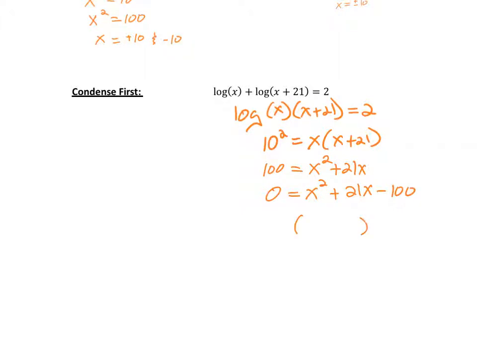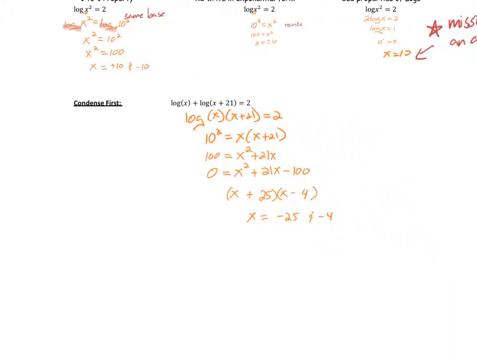I'm going to try to factor this, see if it is factorable. x, I'm thinking, okay, 25 times 4 looks like it's going to work out for me. And now I need the 4 to be negative, the 25 to be positive. These do, in fact, add back up to 21, and they multiply to negative 100. Okay, so it looks like I have a couple of answers here. It looks like I have an answer of negative 25 and 4.